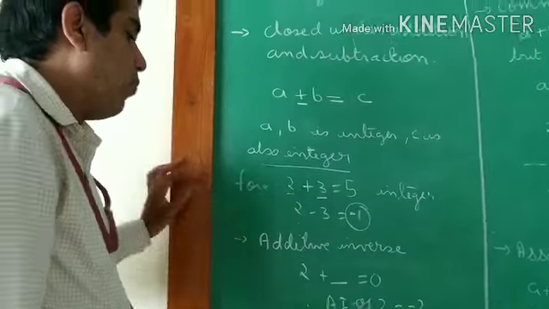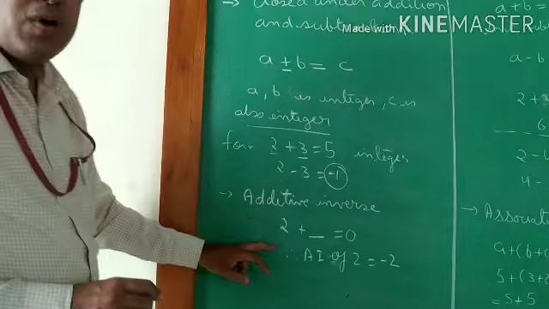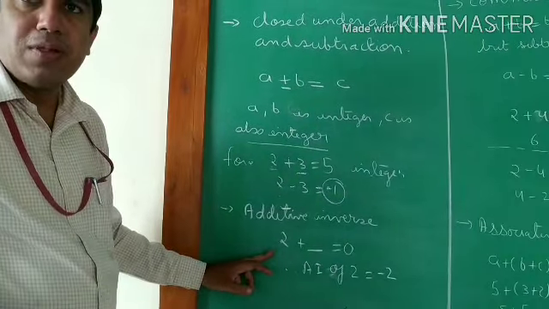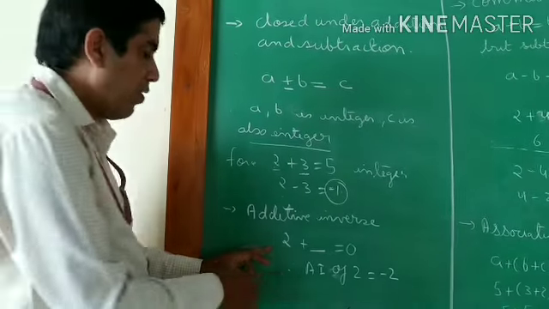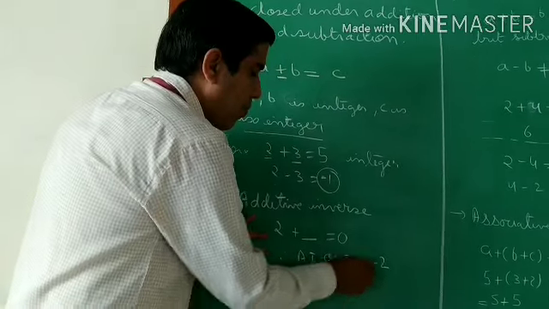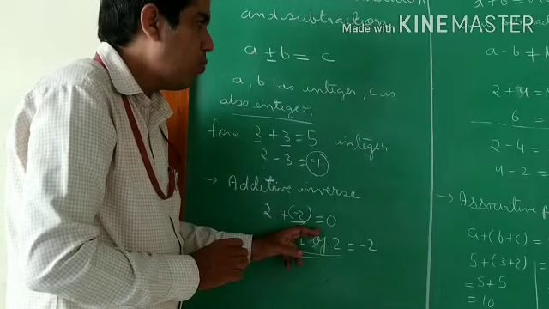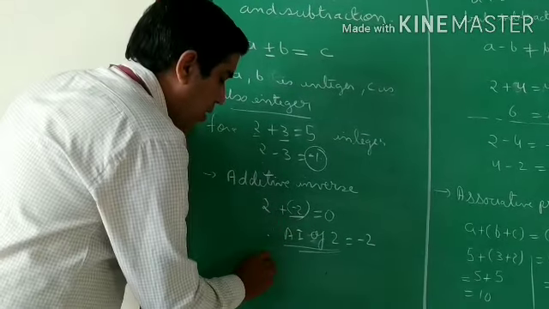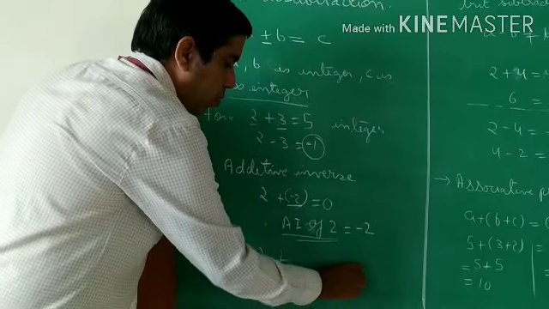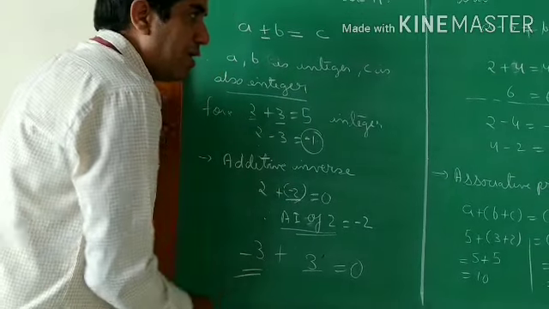Now additive inverse. The next one: which number you add to a given integer so that the answer comes 0. It will be just the opposite sign. So if it is 2, then I will write minus 2. So the additive inverse of 2 is minus 2. 2 plus minus 2 equals 0. Suppose I write minus 3, which number do I add to minus 3 so that the answer comes 0? The answer is 3. So 3 is the additive inverse of minus 3.